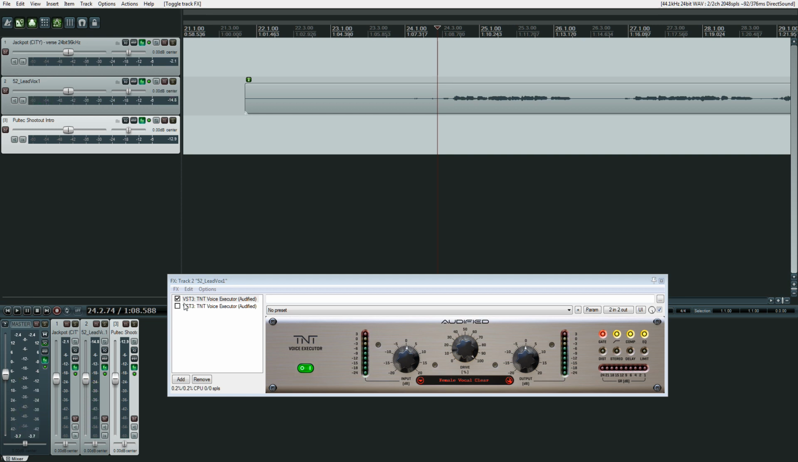Now it does sound a little muffled right now. That's because when I was choosing the presets for this one, I already had this one on. Now you'll hear it with everything on.